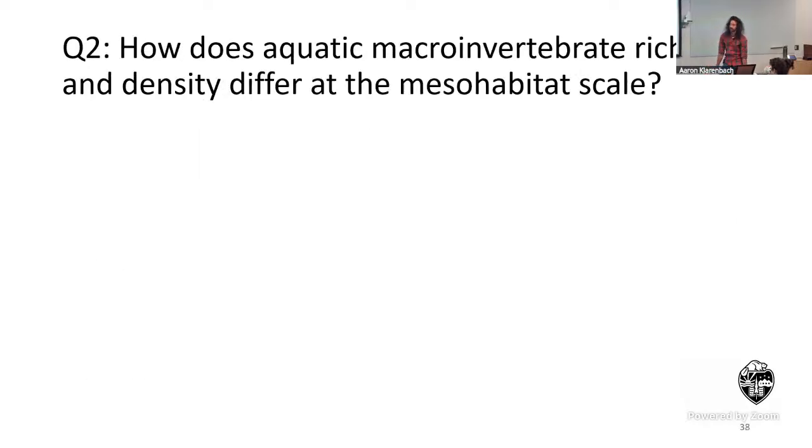So we know now that mesohabitat scale is the most important, so we can dive a little bit more into that. How does aquatic macroinvertebrate richness and density differ at the mesohabitat scale? We will get into that.